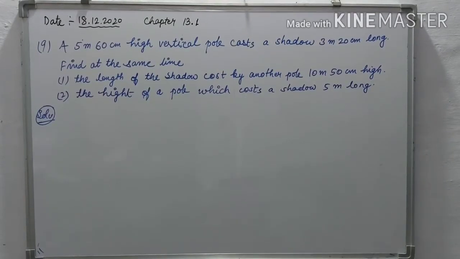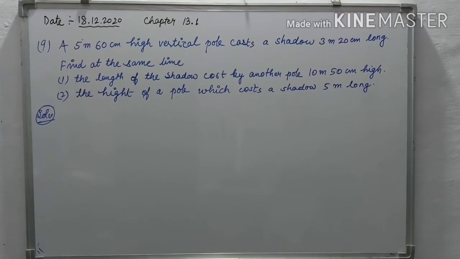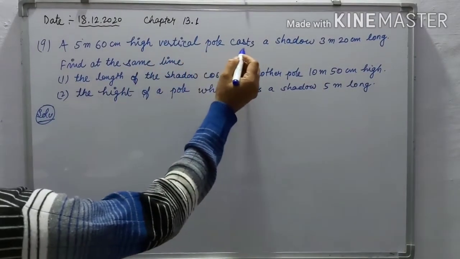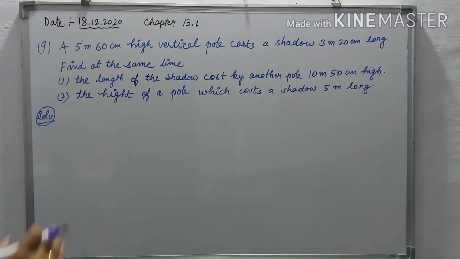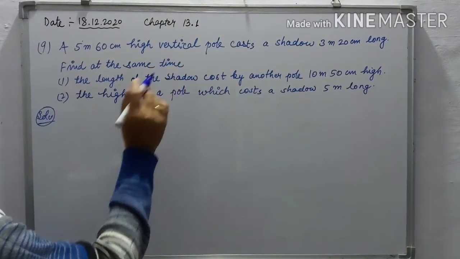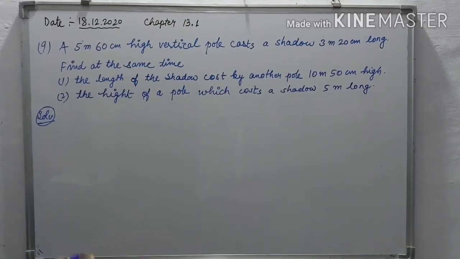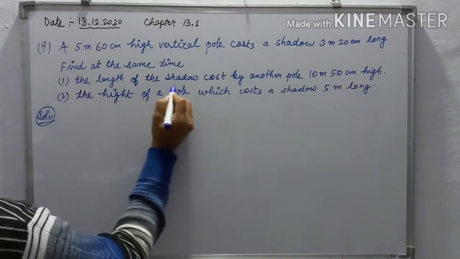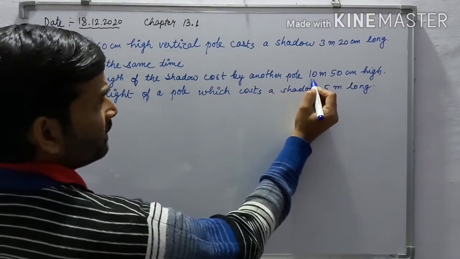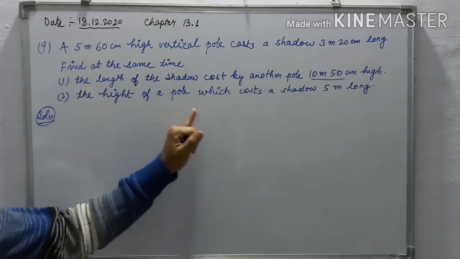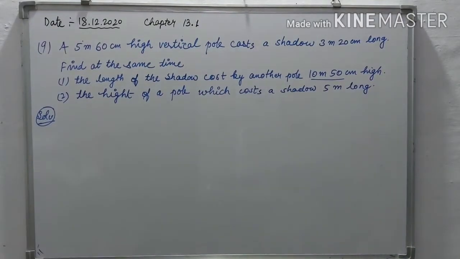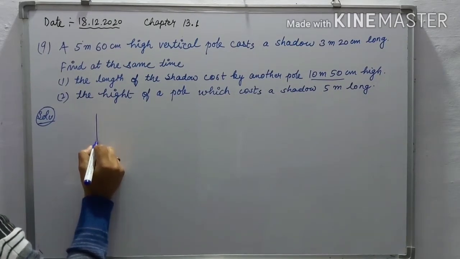Question number 9. A vertical pole of height 5 meter 60 centimeter casts a shadow 3 meter 20 centimeter long. At the same time, with no change in the time, find the length of the shadow cast by another pole of height 10 meter 50 centimeter. So there are two questions, and the second question is the height of the pole whose shadow is 5 meters long. Okay, so make a table.